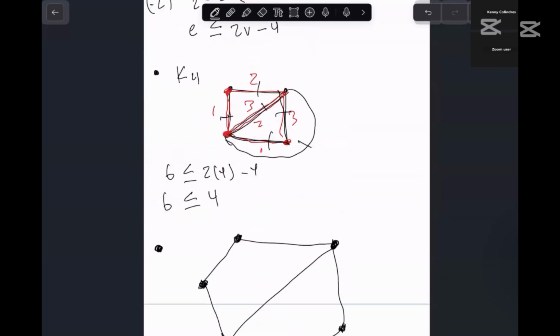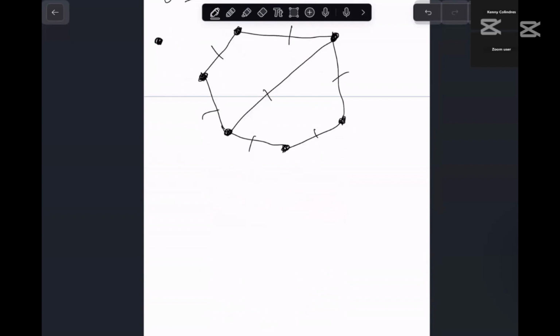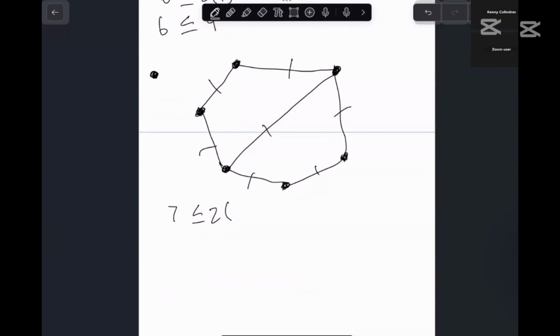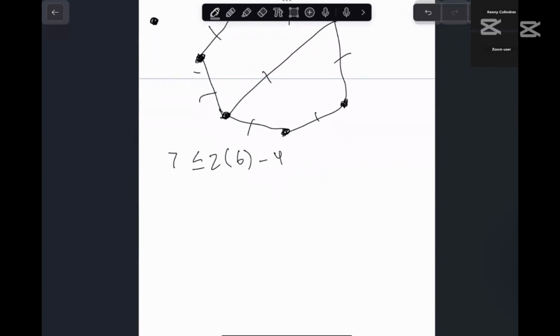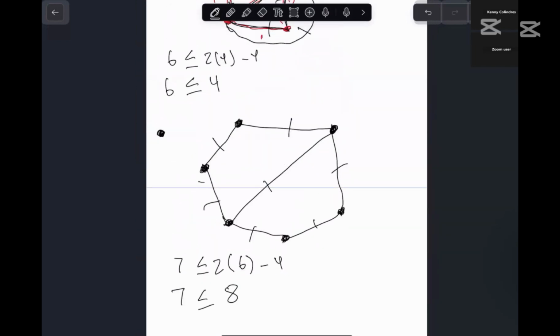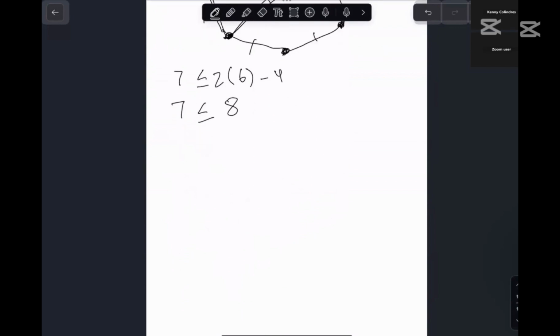Now we're going to once again plug in the formula. What we get is the edges: there's 1, 2, 3, 4, 5, 6, 7 edges. So that's 7 less than or equal to 2 times the number of vertices. There's 1, 2, 3, 4, 5, 6 vertices, and then subtract 4. We get 7 is less than or equal to 8, which is indeed true. And this holds because, as we can see, there are no cycles with length 4. And there's your example. And all three corollaries are now complete.